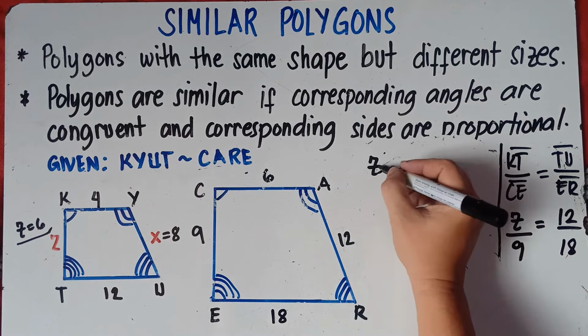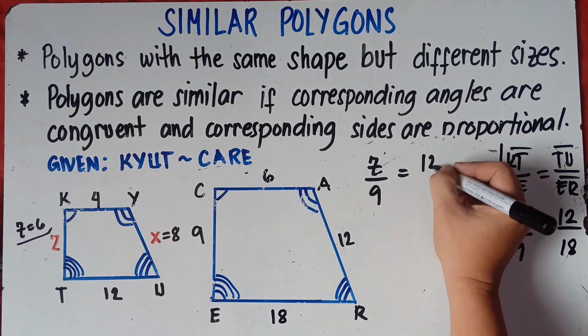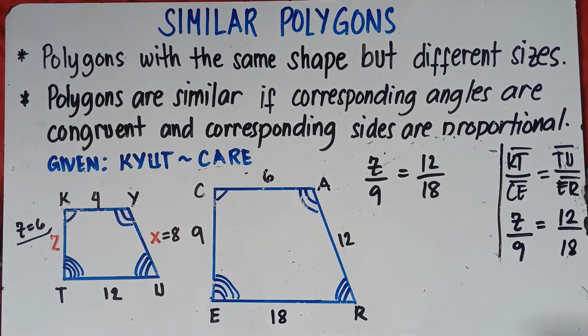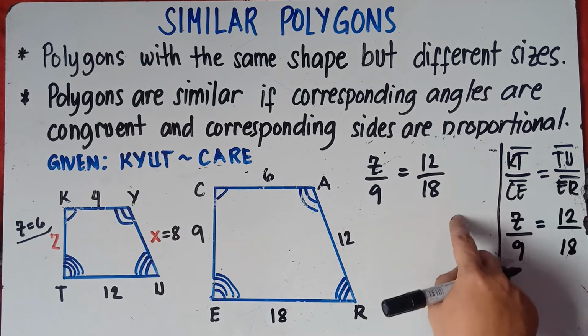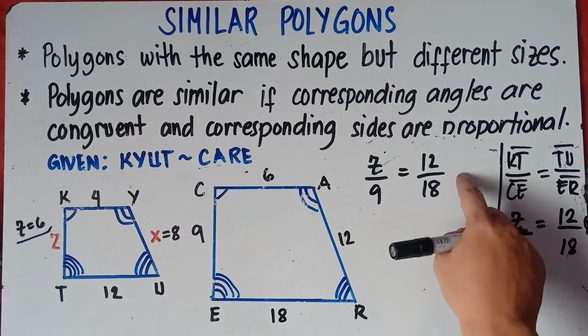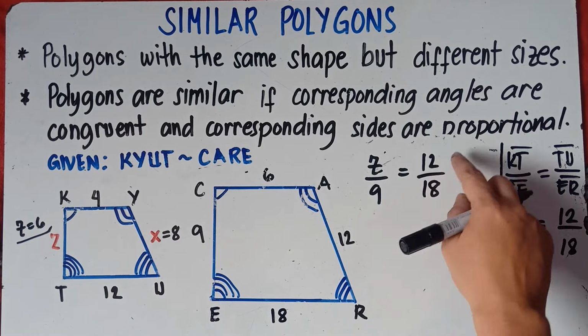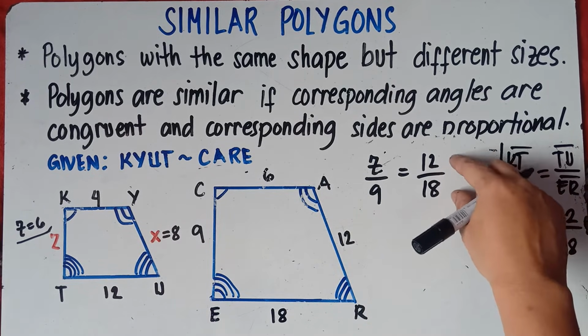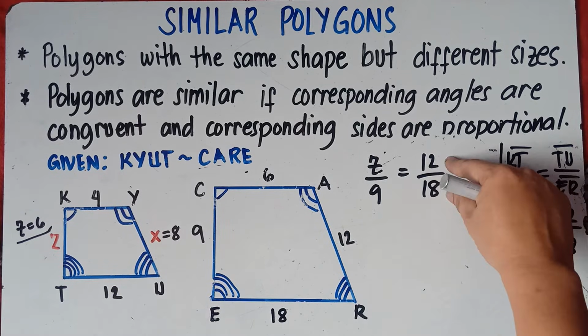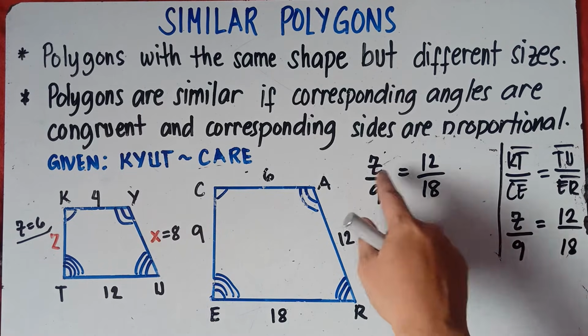So z over 9 is equal to 12 over 18. We can actually reduce 12 and 18, class. If you reduce that one, you will have the same answer. Because if you multiply 9 and 12, these are large numbers. We can reduce 12 and 18, right? By what number? If you can reduce the fraction, better reduce before cross multiplication.